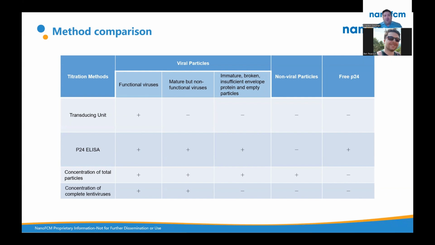And then in our P24 ELISA, we can quantify lots of different things in addition to P24, but it's hard to determine which are which. And then the concentration of total particles, which we're determining here with the flow NanoAnalyzer, or the concentration of complete lentiviruses, can both be determined and separated from the immature, broken, or insufficient envelope protein, empty particle-like things that are in that mix with the active particles. And that's all enabled by the fluorescent labeling and its sensitivity, and the sensitivity and resolution of the scatter.